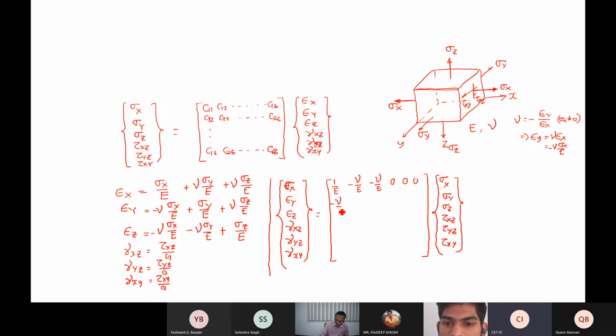Similarly, here also it is minus nu by E, 1 by E, minus nu by E, 0, 0, 0, then minus nu by E, minus nu by E, 1 by E, 0, 0, 0, then 0, 0, 0, 1 by G, 0, 0, 0, 0, 0, 0, 1 by G, 0, 0, 0, 0, 0, 0, 1 by G. So this is the stress strain relationship in 3 dimensions. Now this is nothing but the S.